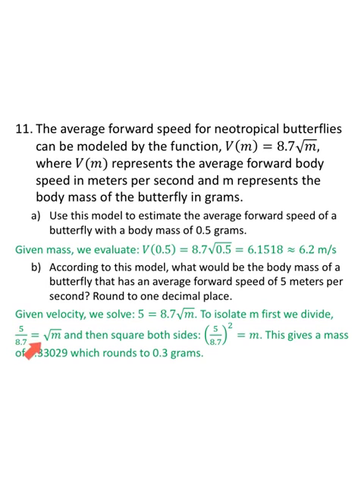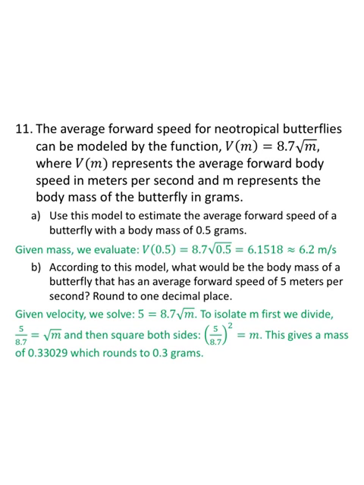5 over 8.7 is the square root of m. I have the square root isolated, so let's square both sides. 5 divided by 8.7, all squared, equals m. And that's our mass. That's what we want. So now we use our calculator. 5 divided by 8.7. I'm using parentheses just as they're typed. Then square it. We're going to call that about 0.3 grams. Let me see. 0.5 grams gives us 6.2. Smaller grams, smaller velocity. The answer makes sense. It's reasonable based on our part A answer.